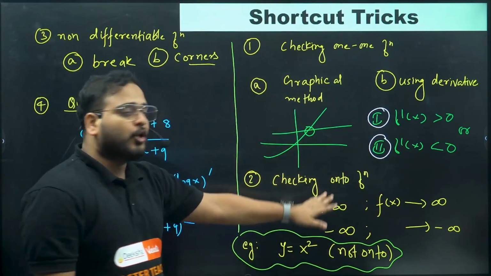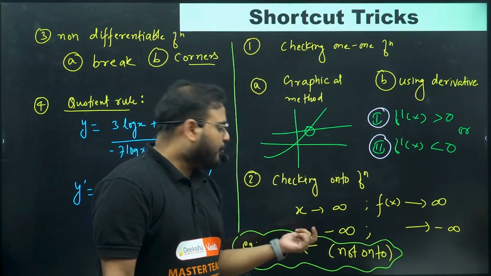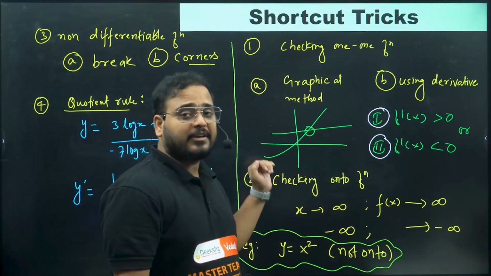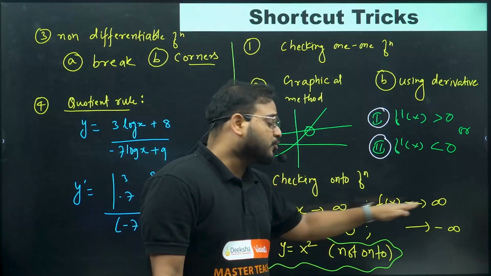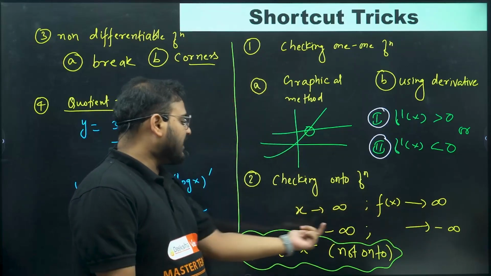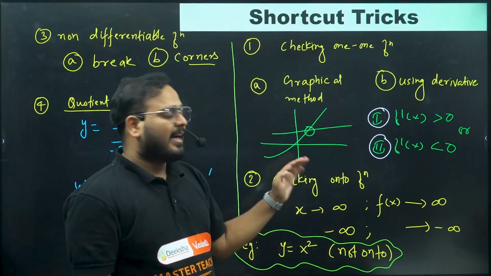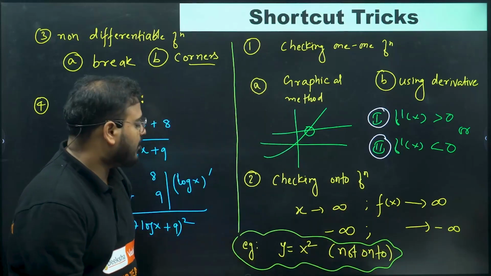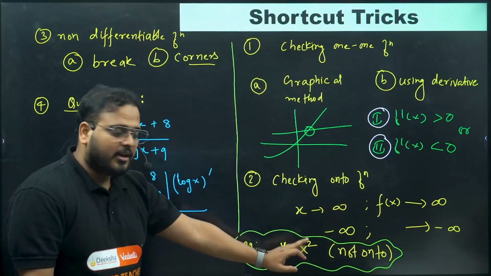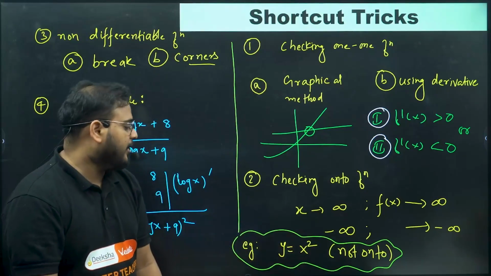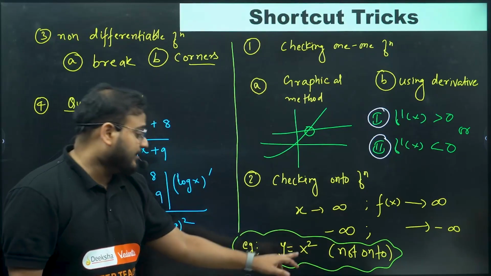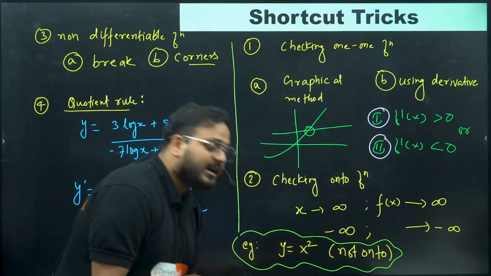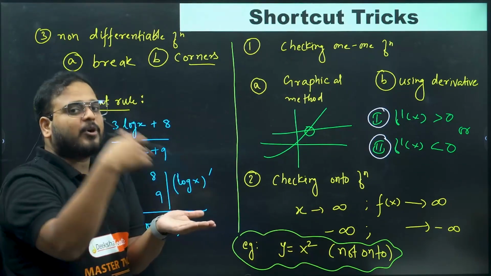Next is checking the onto function. What are you going to do in this? In the function, take the value of x to infinity. See if f(x) goes to infinity, it means onto. Same goes on the negative side as well. If x tends to negative infinity, your function should also move to negative infinity. Please check over here. If you take x to infinity, x square will make it infinity again. But if you take x as negative infinity, x square will make it positive, right, sir? Yes, x square will make positive infinity, no problem.